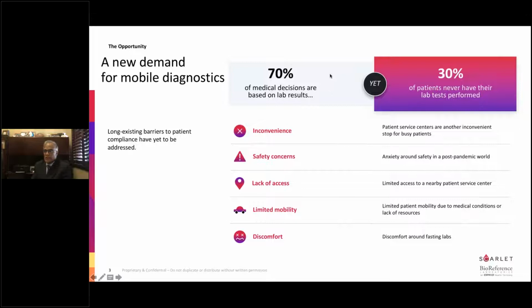Some patients, as we know, in the ACO environment and these MSSP plans, rely on family members or guardians or transportation to get to and from their medical appointments. And of course, there is the discomfort around fasting labs early in the morning, the time frame, and so forth, from when that patient has to be fasting from the previous evening.